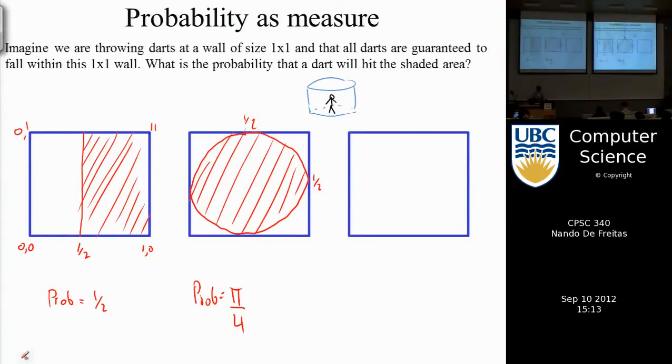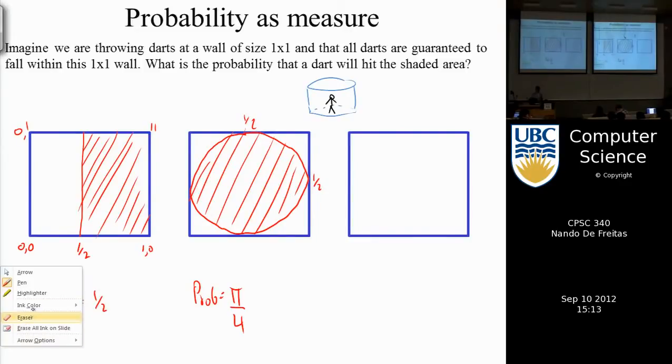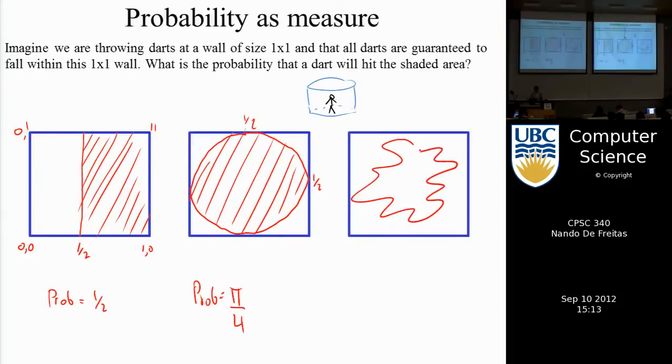Now, let's make this a bit more interesting. So our intuitions so far are right. Now let's consider the following case, a more interesting shape. What's the probability now that you will hit the shaded area? The area of the shaded region divided by the total area of the square. And how do we compute the area of the shaded region? Integration, like a closed curve integration.